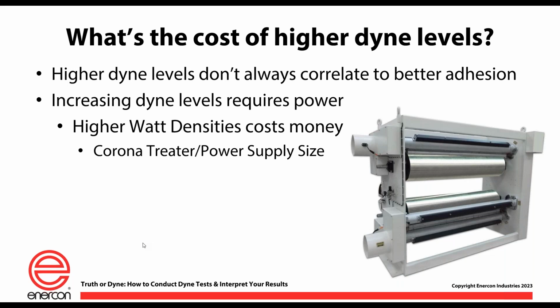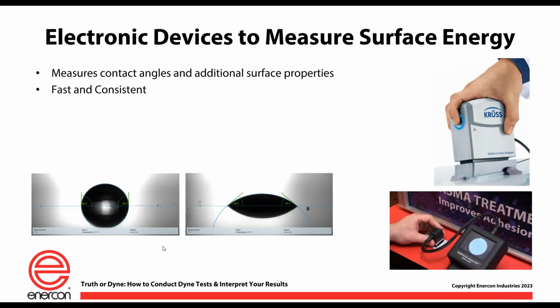Now, there are other ways to do surface tension measurements, and Mark has put some slides in here to talk about this. There are electronic methods to determine the contact angle of a liquid on the surface of a substrate. That substrate may be a film, or it could be a three-dimensional shape. It takes a precisely measured droplet, drops it on the surface, and then measures the spread of how that droplet reacts with the treated or untreated surface of the substrate.